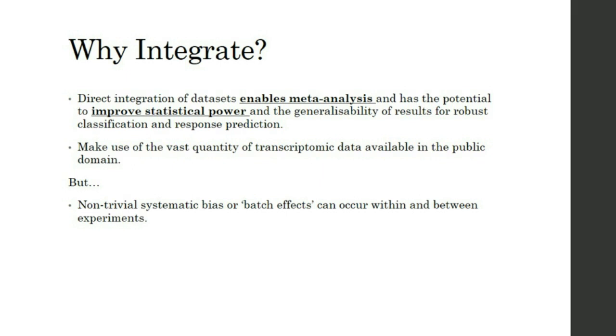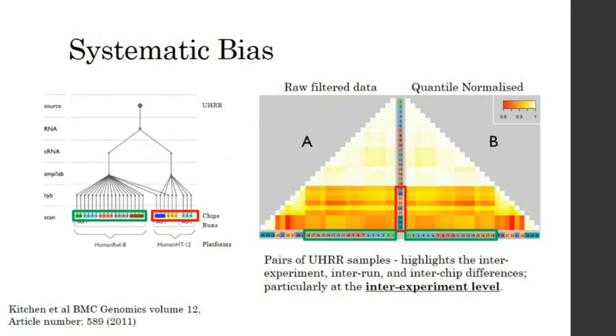One of the issues with integrating data from different studies is what we call non-trivial systematic bias or batch effects. And these occur within experiments or between experiments. As a group, this is something we've been interested in for many, many years now. So I'm going to take you back to our paper in 2011. And this is really a technical study we performed using universal human reference RNA, so one single control sample.